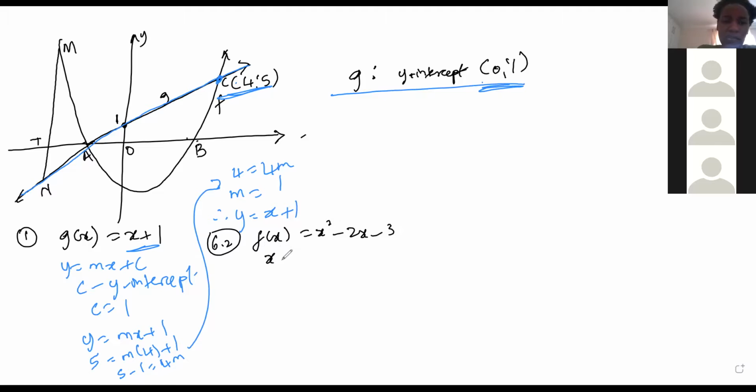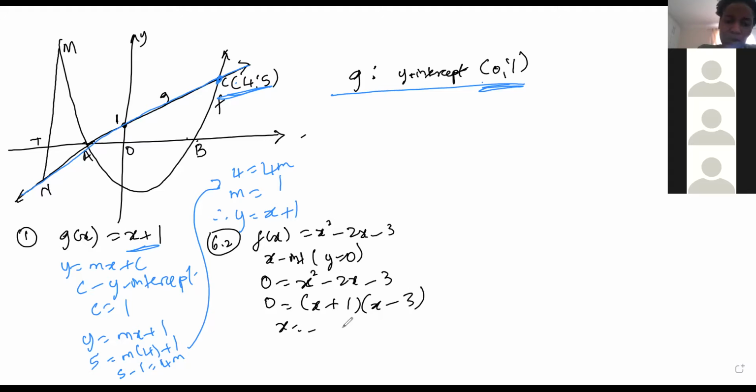So if we want the X-intercept, we let Y be equal to 0. So 0 is equal to X squared minus 2X minus 3. Then we need to solve for X. How do we solve for X? We factorize. I'm assuming everyone is able to factorize. So the factors for this are going to be minus 3 and plus 1. X is minus 1 or X is equal to 3.